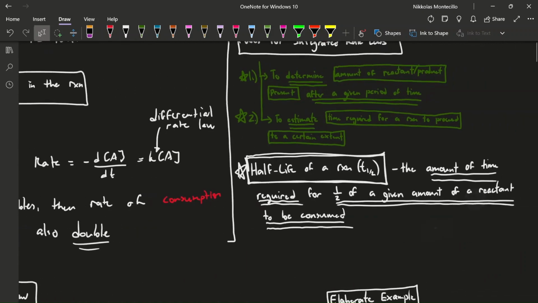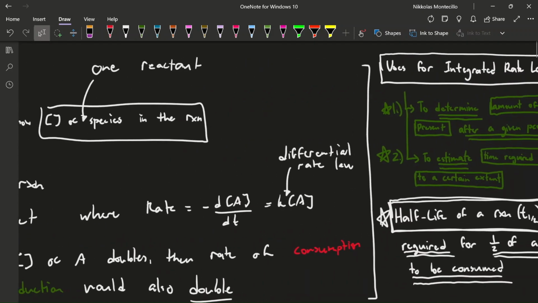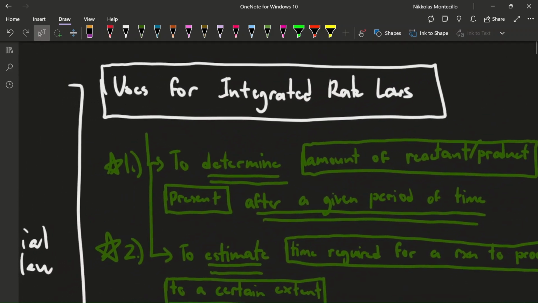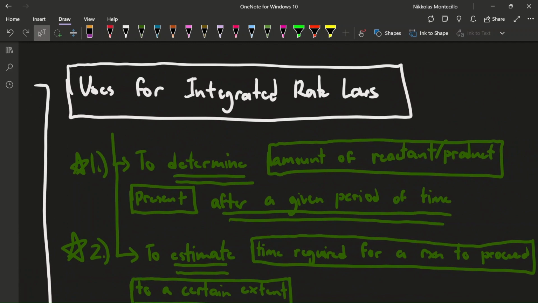Alright? So it's important that we determine the uses for integrated rate laws to help us better understand why it's important to know about them. There are two primary uses of integrated rate laws. The first is to determine the amount of reactant or product present after a given period of time. And the second use is to estimate the time required for a reaction to proceed to a certain extent.